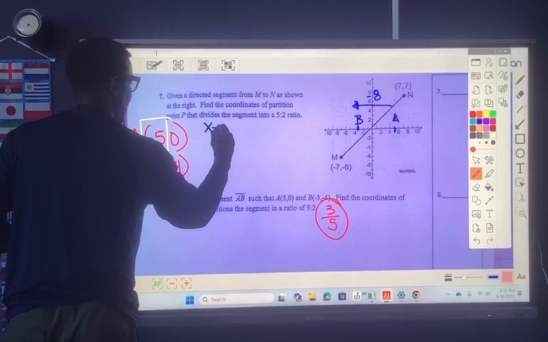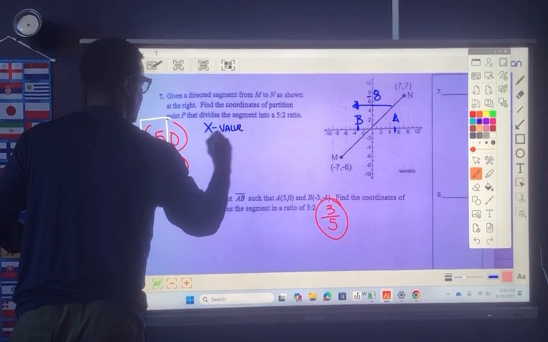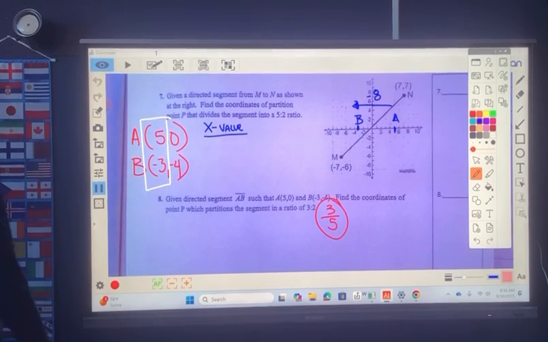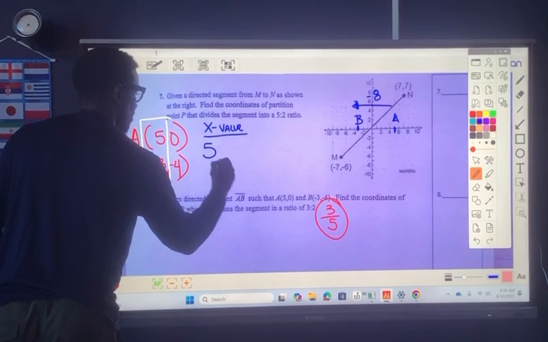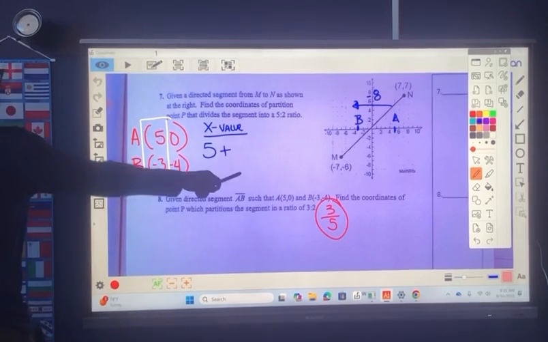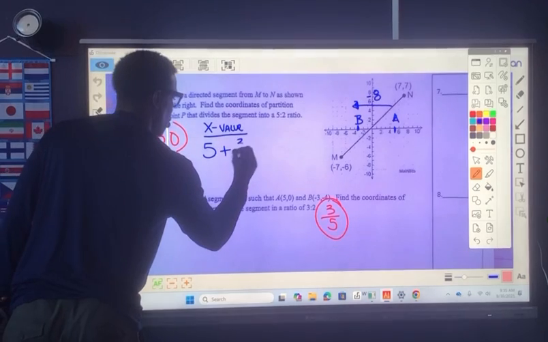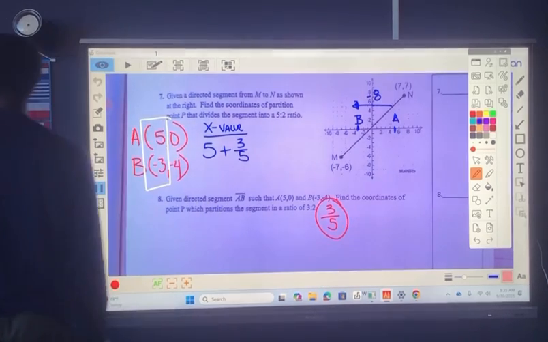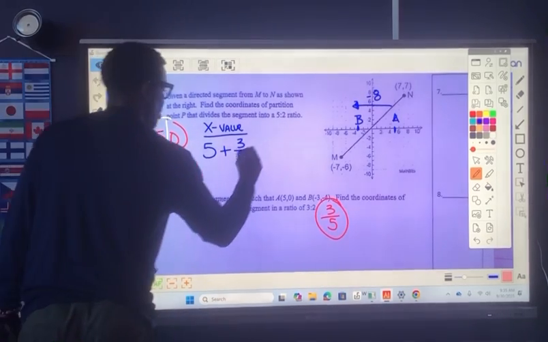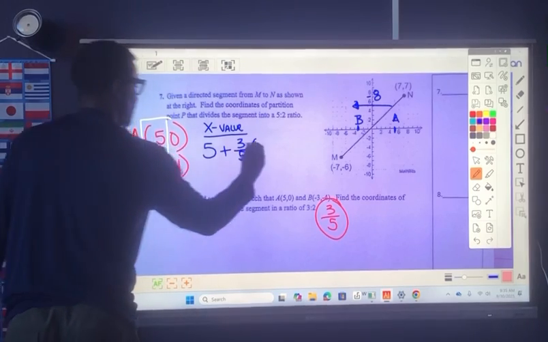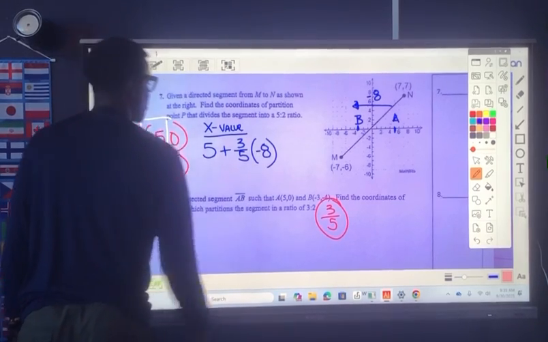So on the x value game, where do we start? 5. We started at 5. And we're going to add, what's our ratio? 3/5. We're going 3/5, not of the entire -8, but what? Just 3/5 of -8.